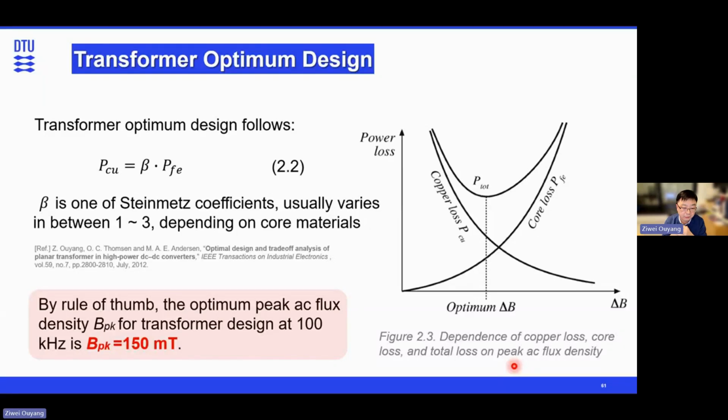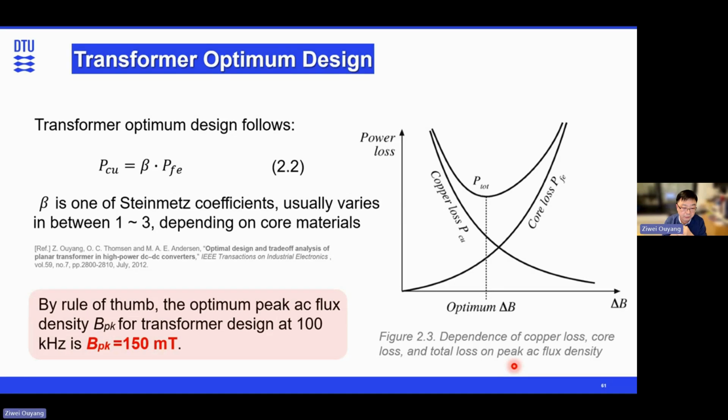If you're familiar with Steinmetz's equation for core loss calculation, there are three parameters: K, alpha, and beta. The alpha is associated with frequency, the beta is associated with the flux. But the beta typically varies between 1 to 3, depending on the core material. Sometimes we see 50% core loss and 50% winding loss, but that's just an assumption. Typically the winding loss is slightly higher than the core loss.